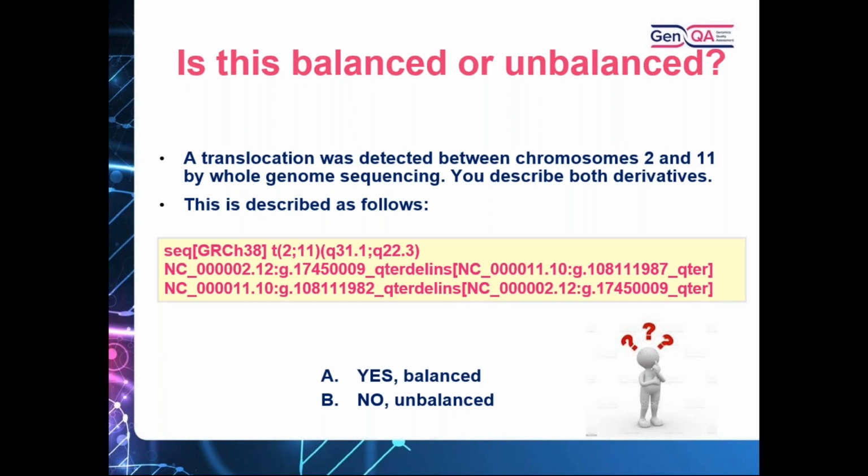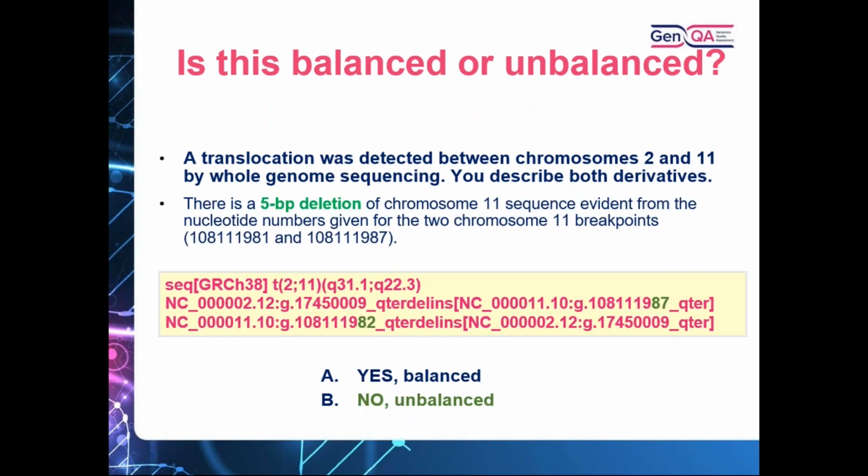So which is it, Roz? Is it frozen again? Unbalanced. There's a 5 base pair deletion. If you look at the coordinates on chromosome 11, they're out by 5. They're the nucleotide numbers, so that's why it's unbalanced.